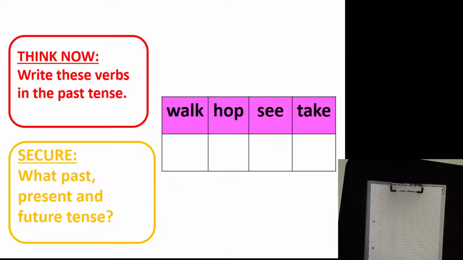Hiya, today we were looking at tenses. So to begin with, on your piece of paper, can you write down these verbs in their past tense? Once you have done that, can you then write down what it means by past, present and future tense?